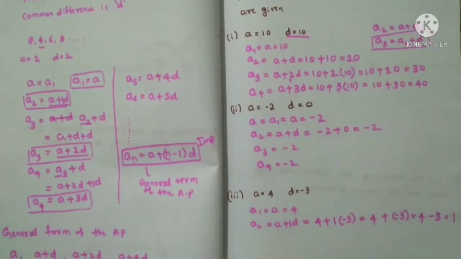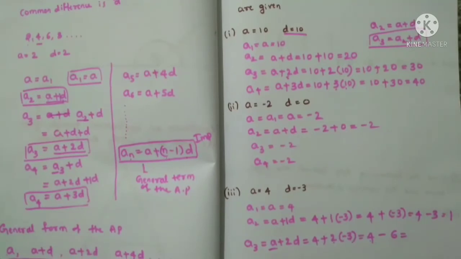Second term is 1 here. Then third term we'll see. A3 is equal to A plus 2D. A is 4 plus 2 as it is I am writing in the bracket minus 3 because D value is minus 3 here. 4 plus into minus is minus, 2 3s are 6. So now you observe here 4 minus 6, which is bigger number here. 6 is a bigger number containing minus sign. So we will get 4 minus 6 or 6 minus 4 is 2. Bigger number is 6 here. It is containing minus sign. So minus 2. This is A3.